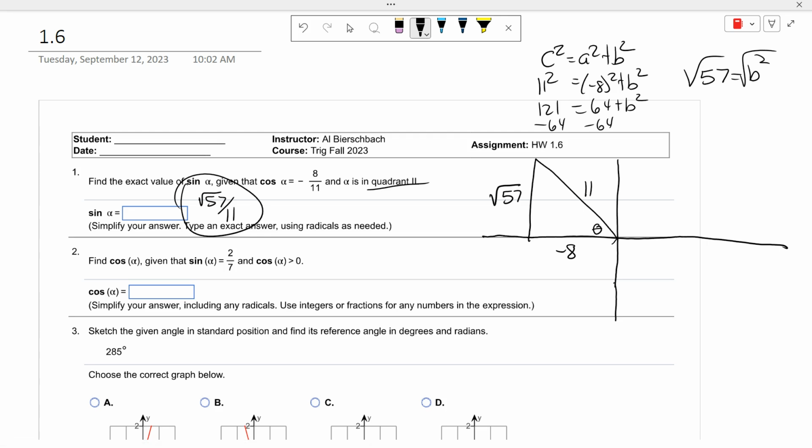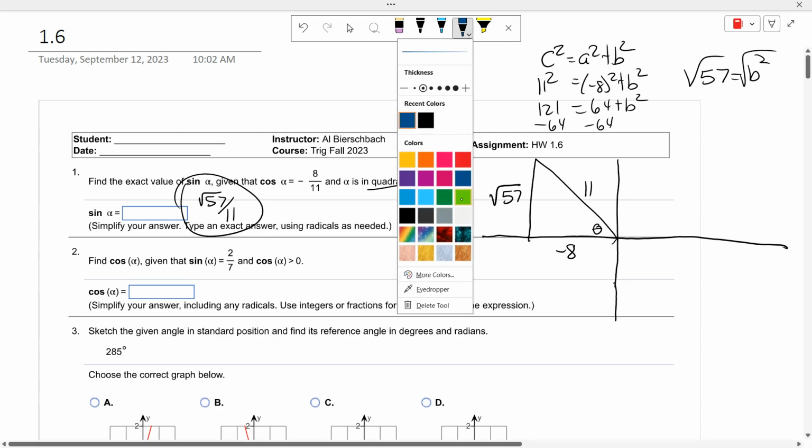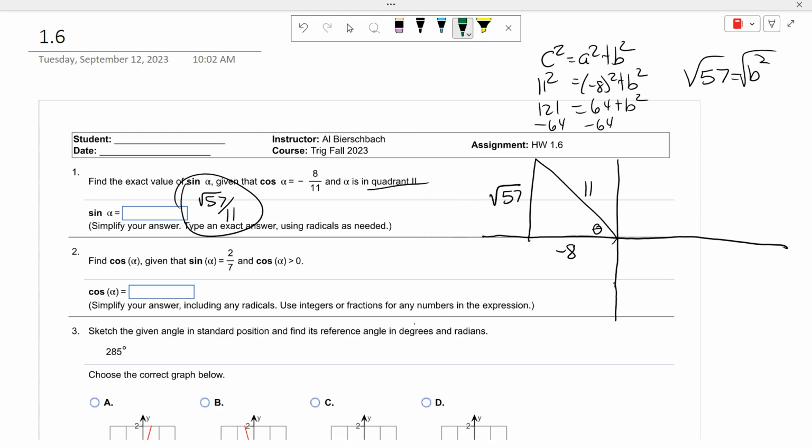The next one, we're given sine. We're told the cosine is positive. In what quadrant would sine and cosine both be positive? 1. So I'm going to draw my triangle over here. Quadrant 1. The sine is 2/7. Here's my angle. Sine is opposite over hypotenuse. So we're just looking for cosine now.